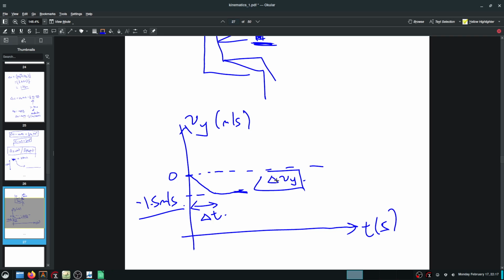So what does this mean? When you have a delta vy over delta t, and this change in speed is not 0, you'll definitely have an acceleration in the y direction. So initially, you start from 0 velocity and then you are increasing the velocity in the negative y direction.